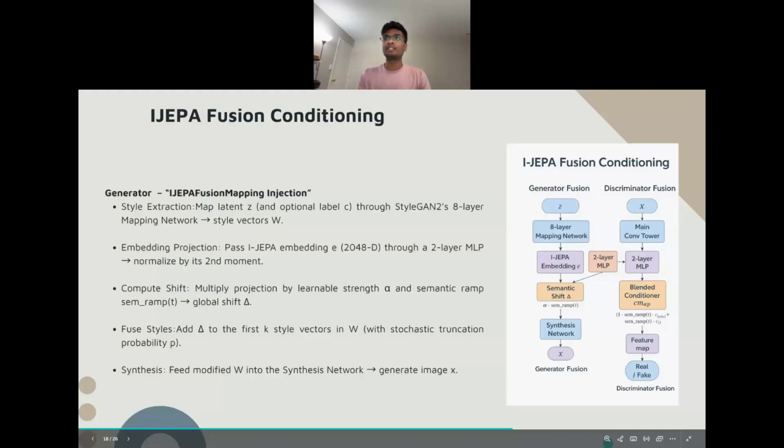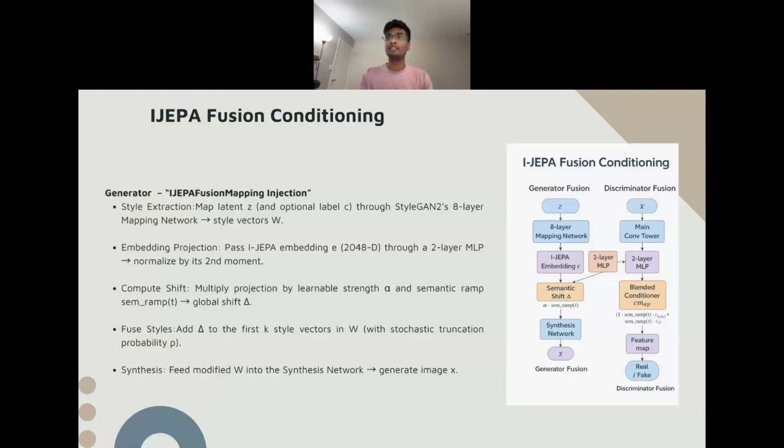Here we see there's an I-JEPA embedding layer, where it goes into the MLP itself, and then it uses those style layers to synthesize the image. And we also use the same technique in the discriminator as well.